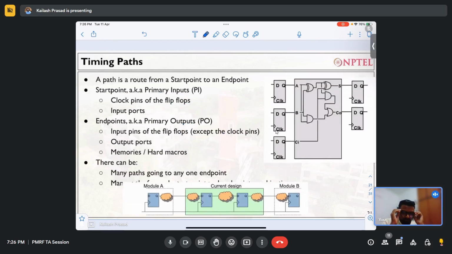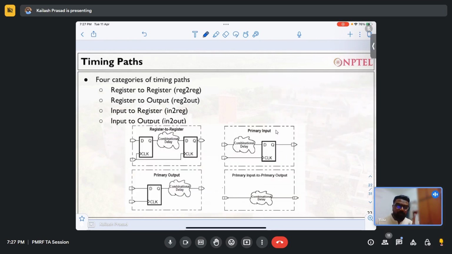So when we talk about static timing analysis, we talk about timing paths, because there should be a start point and an end point. The start point can be the clock pin of the flip flop or the input ports, and the end point can be the input pin of the flip flop, the output ports, or the memories. I will show you; there are actually four timing paths. You have to understand very carefully.